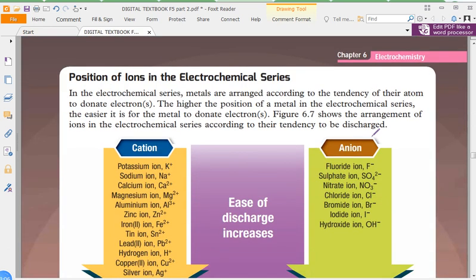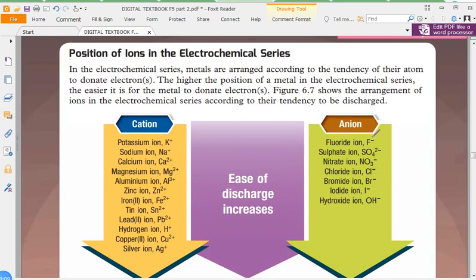Now we go through the factors one by one. Position of ions in the electrochemical series. In the electrochemical series, metals are arranged according to the tendency of their atoms to donate electrons. The higher the position of a metal in the electrochemical series, the easier it is for the metal to donate electrons. Please take note of this.